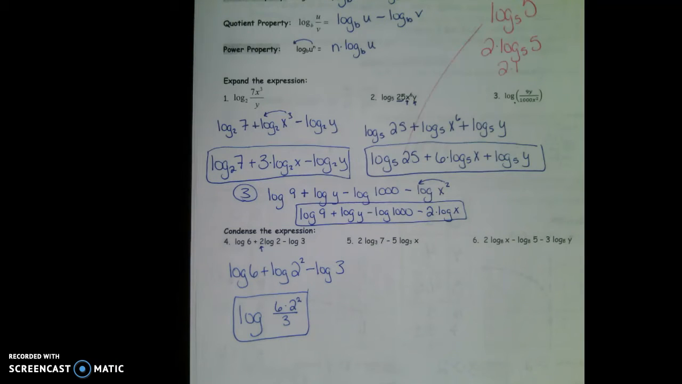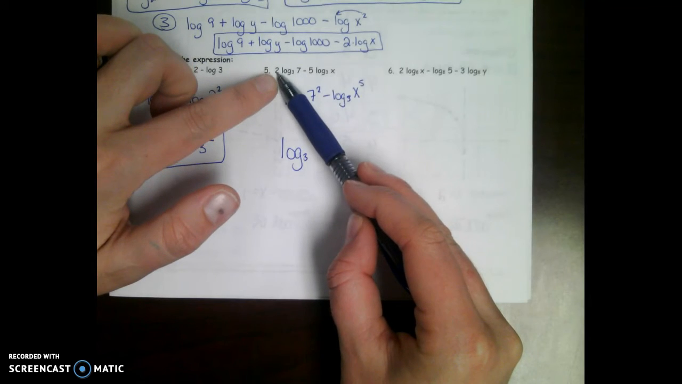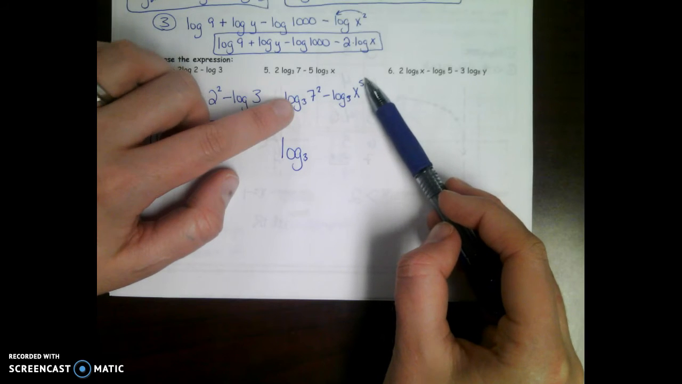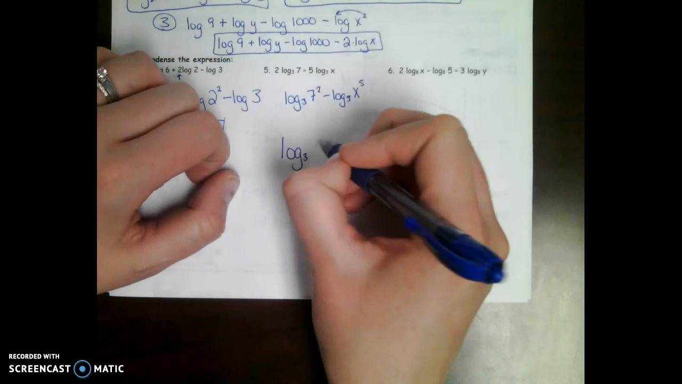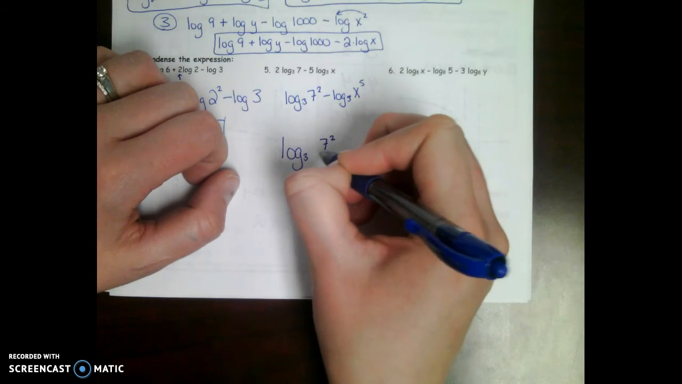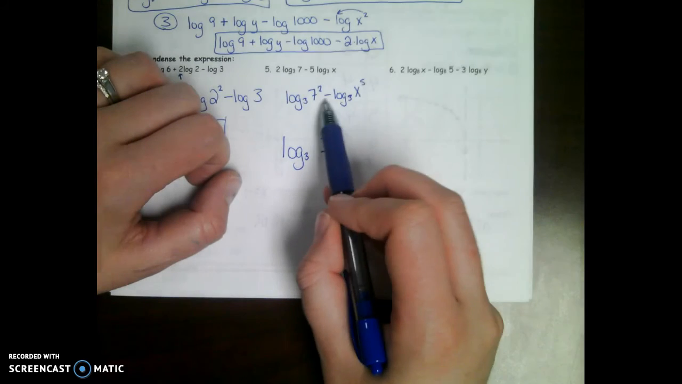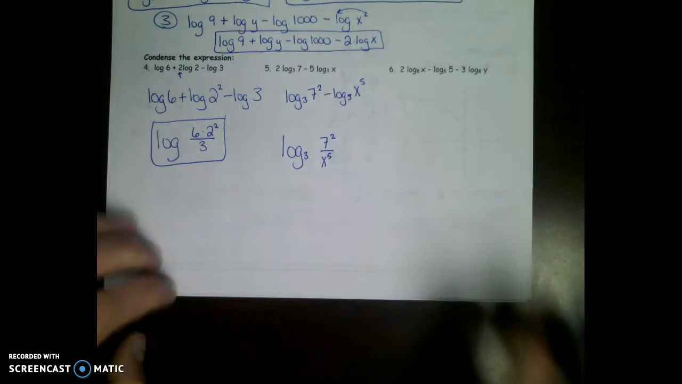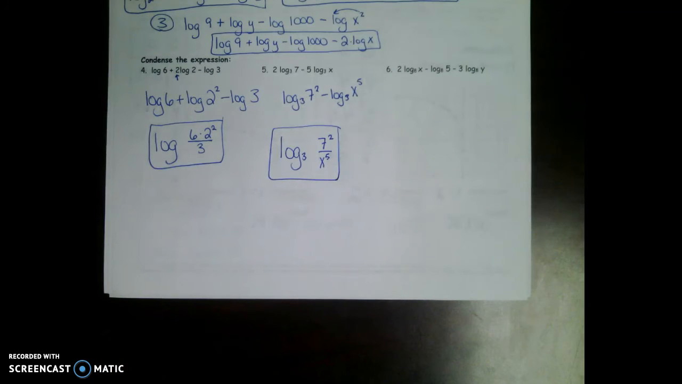I want you to try number 5 on your own. First step, take the coefficients and move them back as exponents. 7 squared comes from a positive log, so 7 squared or 49, you can write either way, will be on the top. X to the 5th comes from a negative log, so x to the 5th will be on the bottom inside the log. Now try number 6 on your own.